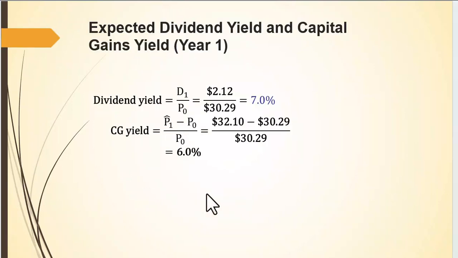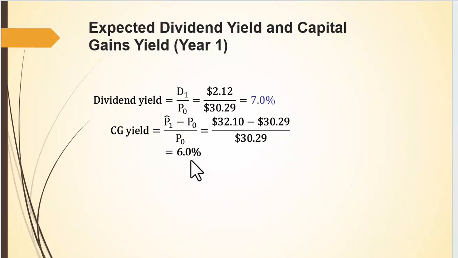What are the capital gains then? So the dividend yield is the dividend divided by the price. So we have $2.12 divided by the value we determined, $30.29. That's the current value. So dividend growth is 7%. Now, what's the capital gains yield? So it's $32 at the end of the year. You start at $30.